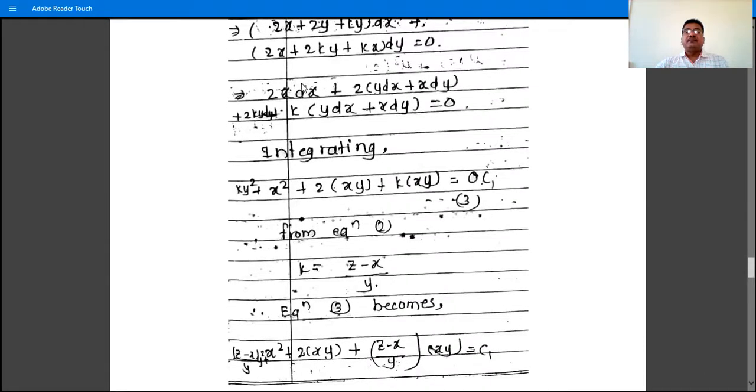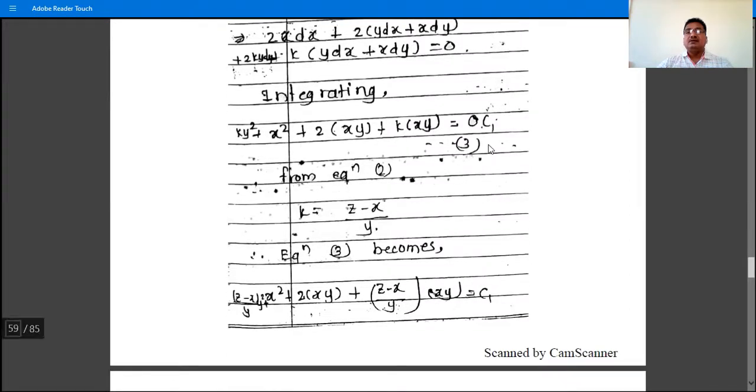So integration of 2x dx. This y dx plus x dy is the derivative of x into y, so its integration is x into y. Integration of 2ky dy gives ky square by 2, and the 2 gets cancelled, so we get ky square. Integration of 2x is x square by 2, and the 2 gets cancelled. So x square plus 2 times the integration of y dx plus x dy, which is xy, plus k times the integration of y dx plus x dy, which is xy, is equal to a constant of integration, suppose C1.